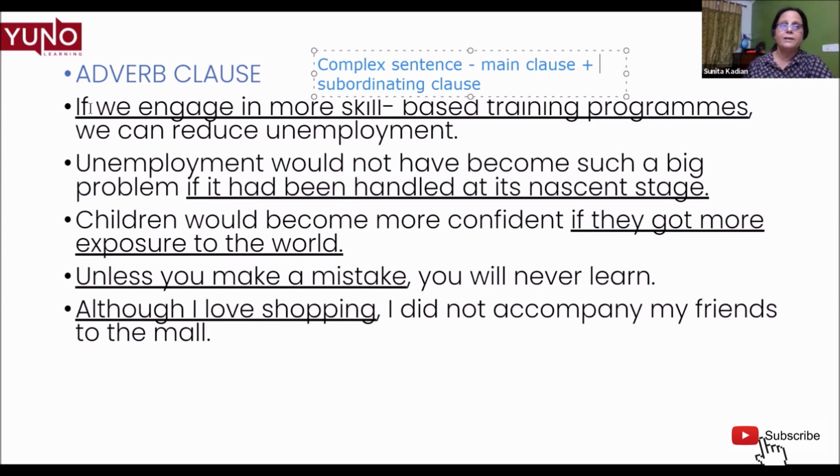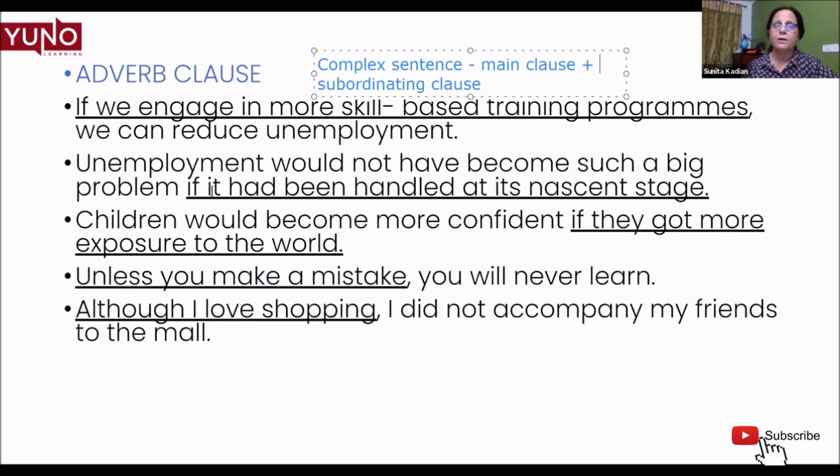Remember, in the main clause, if you've got can reduce, or reduces, if you've got the simple present tense, then in the if clause, what do we use? We use, this is a present simple tense. In the if clause, remember, we never use will, we never use would. Note it down. We do not use will or would in the if clauses. So we cannot say if we will engage.